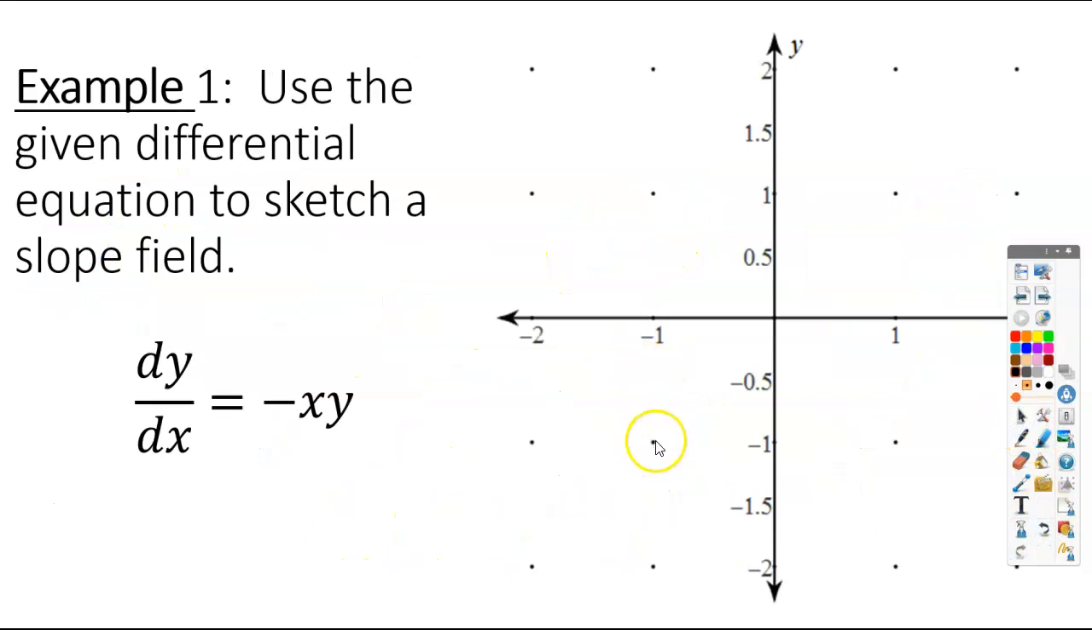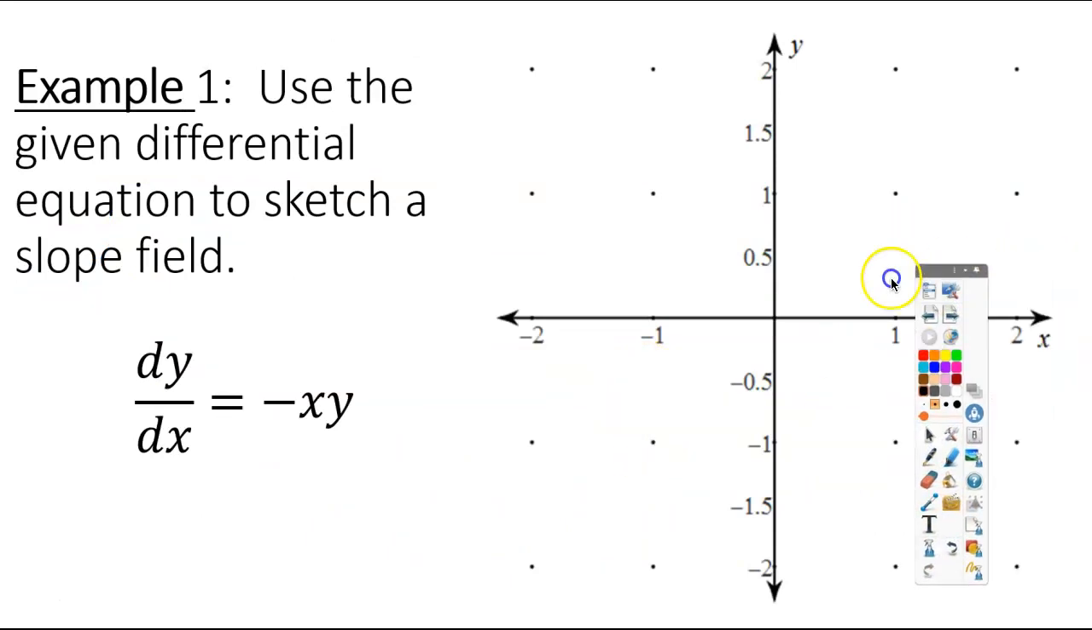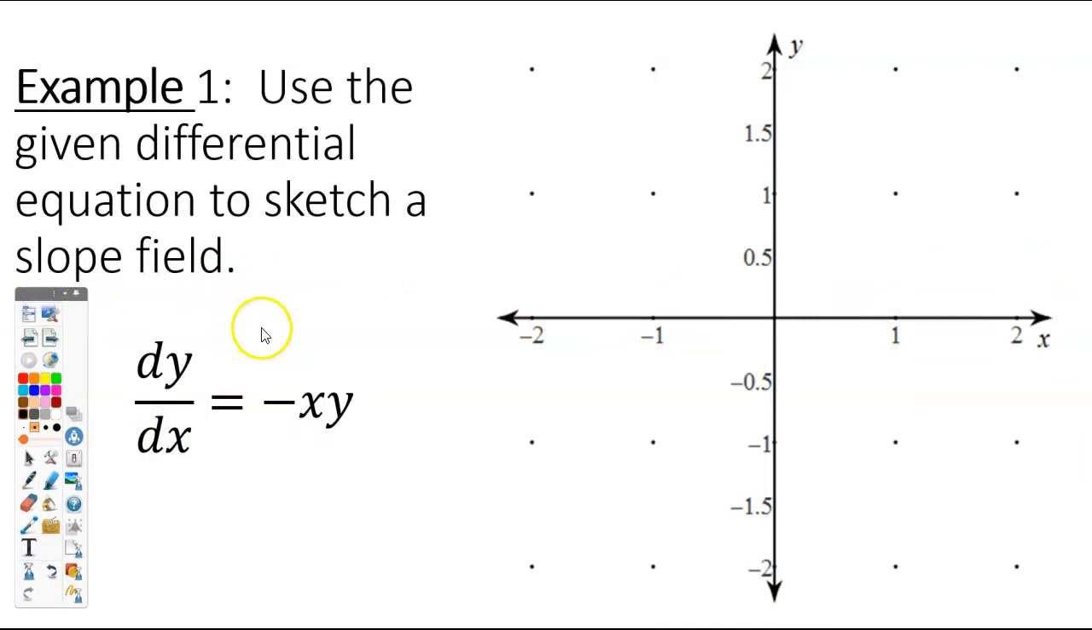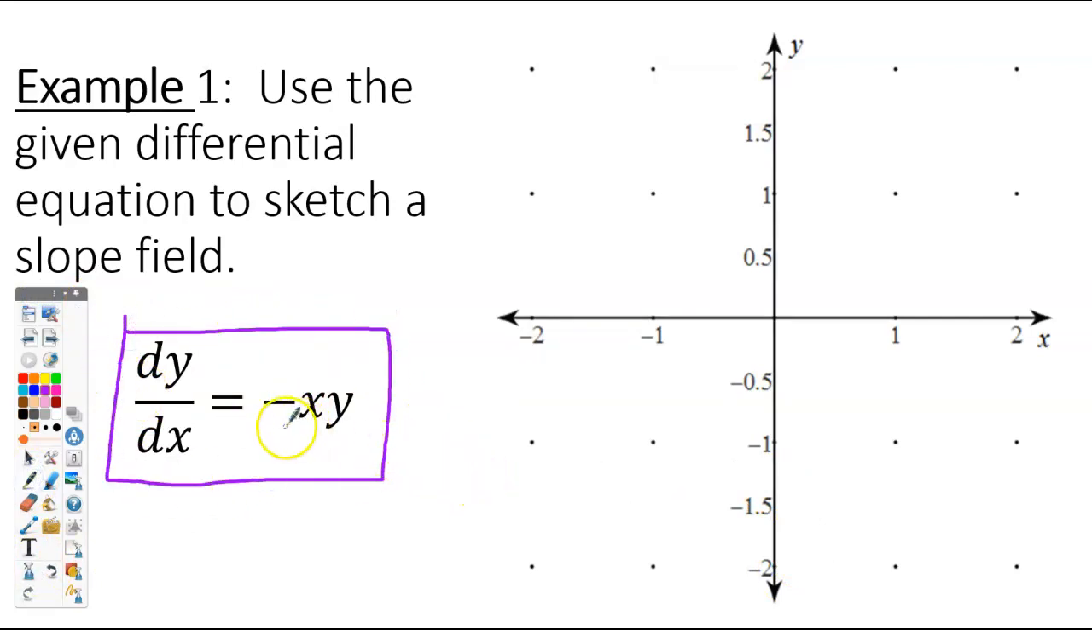All right. So the reason I want to do that is because of what we're about ready to do here. We're going to actually sketch a slope field. So what I'm going to do here is give you guys a differential equation. Now this is an implicit differential equation. You know why it's an implicit differential equation?